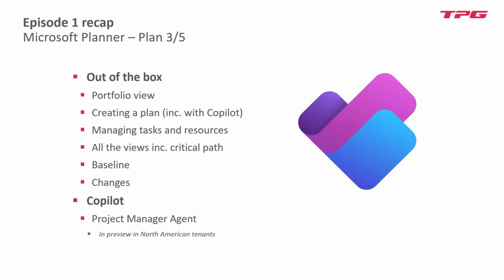So we looked at the portfolio view, we looked at creating a plan, including with Copilot, so how you can use Copilot, which is in preview at the moment with Planner, to actually say, hey, I'm running this type of project, give me a task list. So it'll give you a task list. It doesn't give you dates and durations at the moment, but again, it does give you a good starting point.